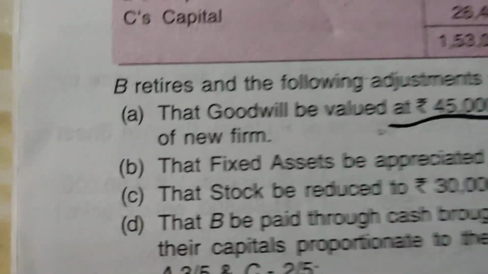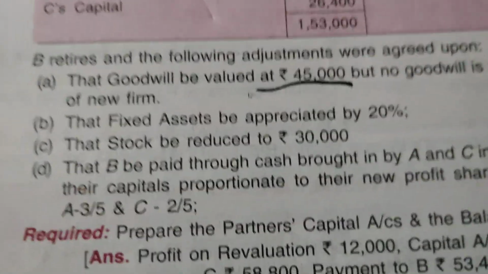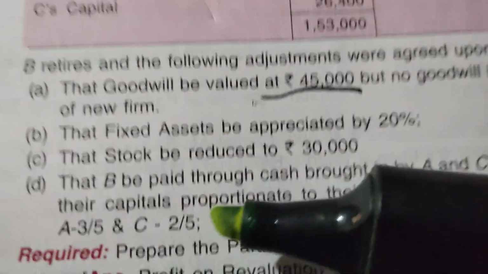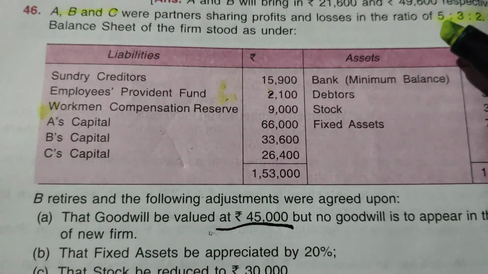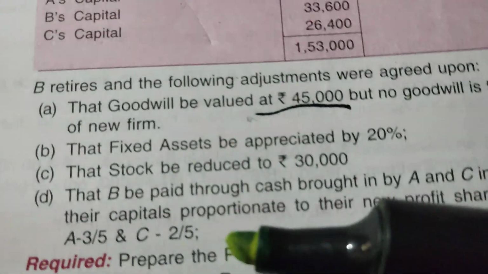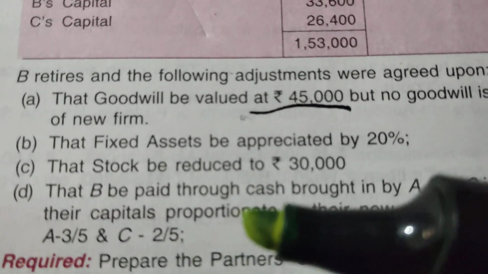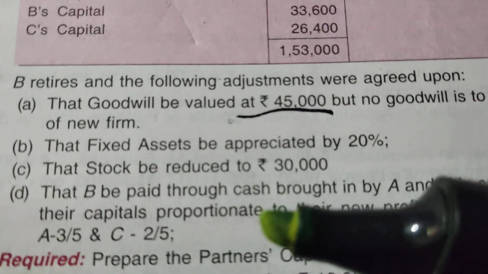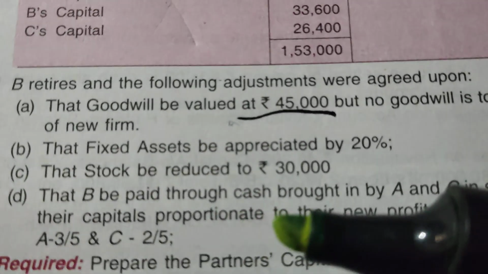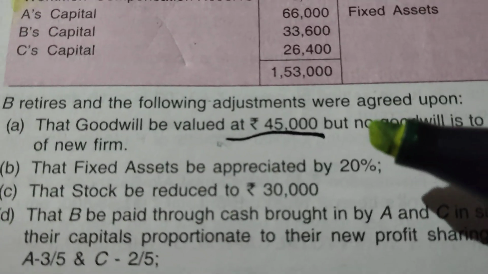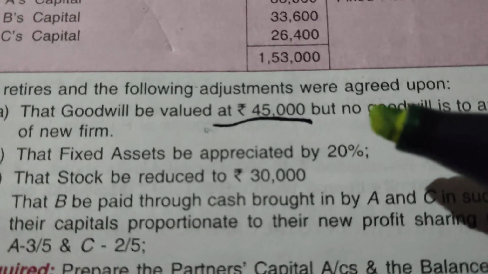13,500. Now what will you do here? Because in this question the new ratio and old ratio are both given, you have to find out the gaining ratio. And what is the formula of gaining ratio? New minus old. Then you have to distribute this goodwill. I will help you solve this question.